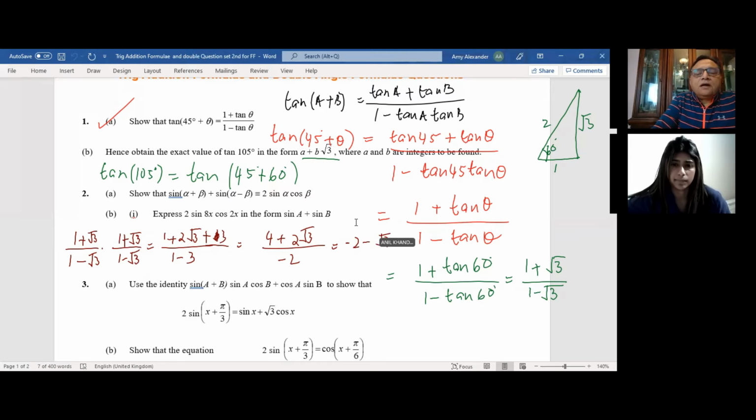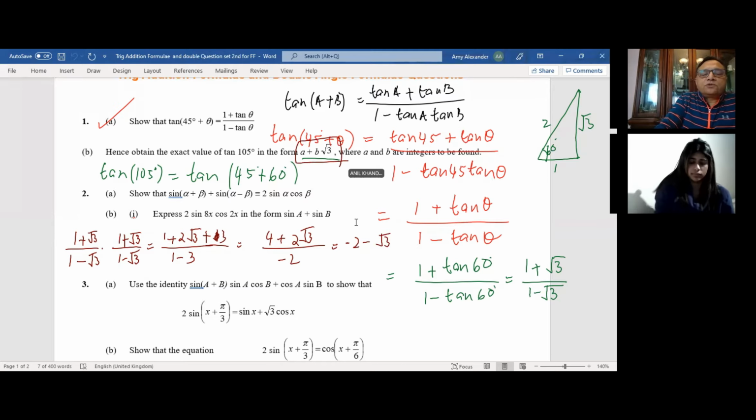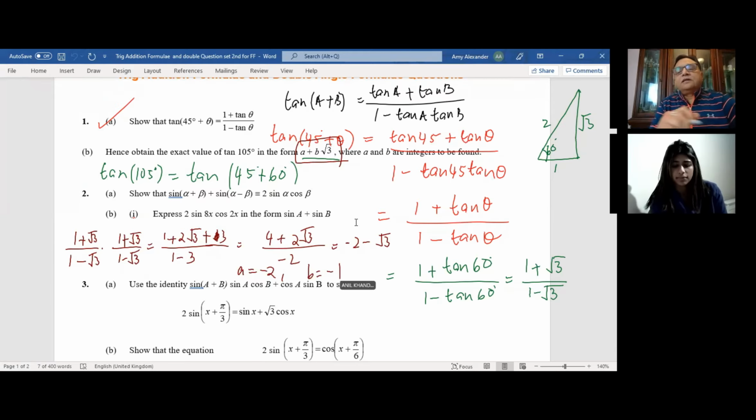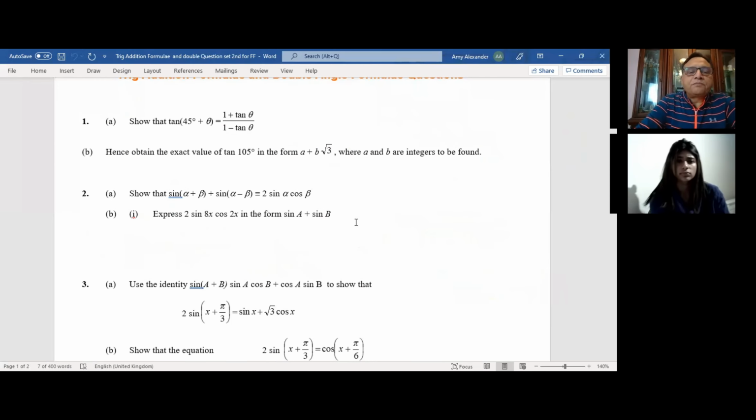You want to write it in the terms of a plus b square root 3. So you have a equals minus 2 and b equals minus 1. So that is how you're going to solve this question, correct? Yeah. Okay, so let's move on to the next question. Can you please read the next question?